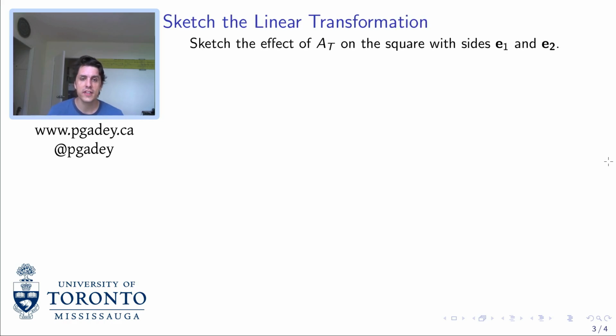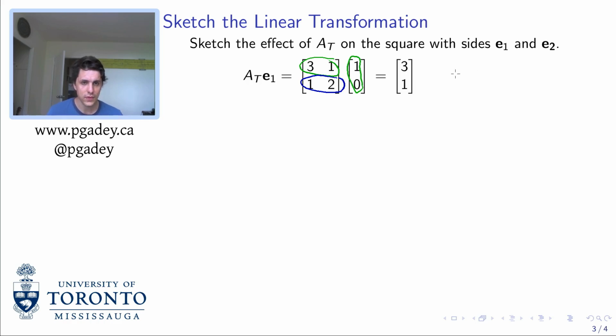Let's sketch the effect of AT on the square with these sides. So we're going to take AT times E1. That'll be our matrix times E1. And notice what happens when we compute this. Now we're multiplying 3, 1 against 1, 0, and 1, 2 against 1, 0. When we do this matrix multiplication, we're going to get the vector 3, 1. Similarly, when we do the matrix multiplication against E2, we're going to get 1, 2.